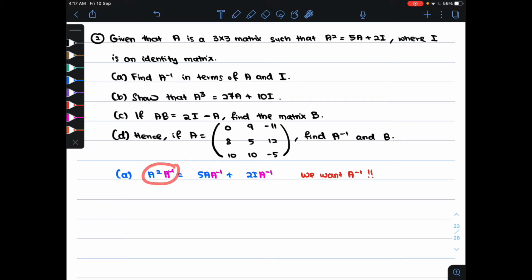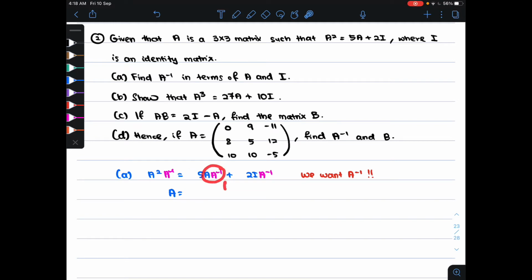For the left hand side, we need A square times A inverse. So, it is actually A A inverse, and we know that this is I. So, A times I is just A. Ataupun, kamu boleh apply macam formula power tu. So, A square A inverse, kamu tengok power dia. So, 2 minus 1 is just 1. That's why you have A here. What about 5A A inverse?